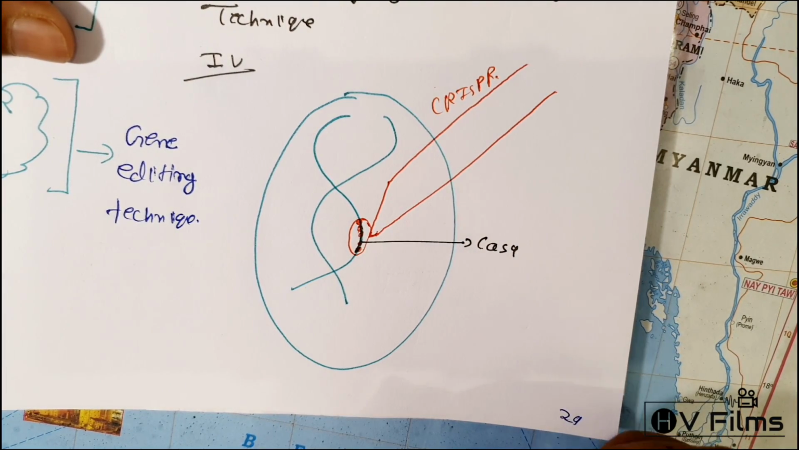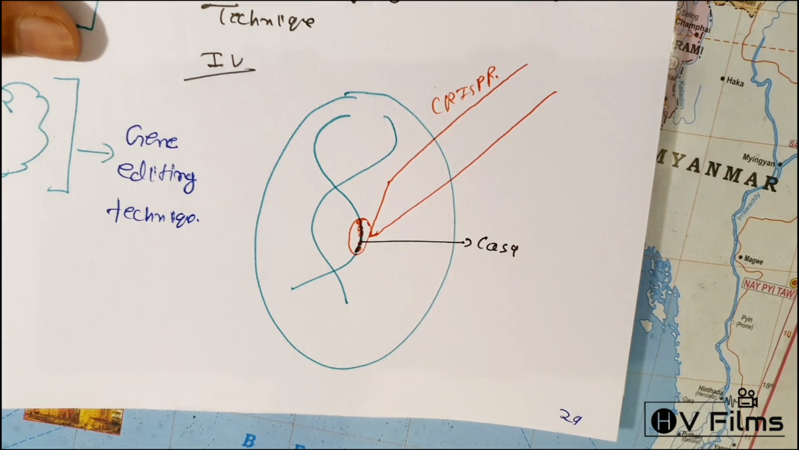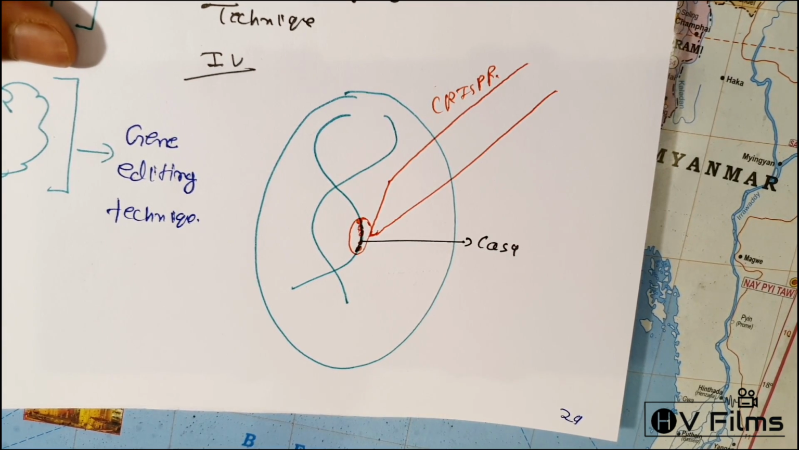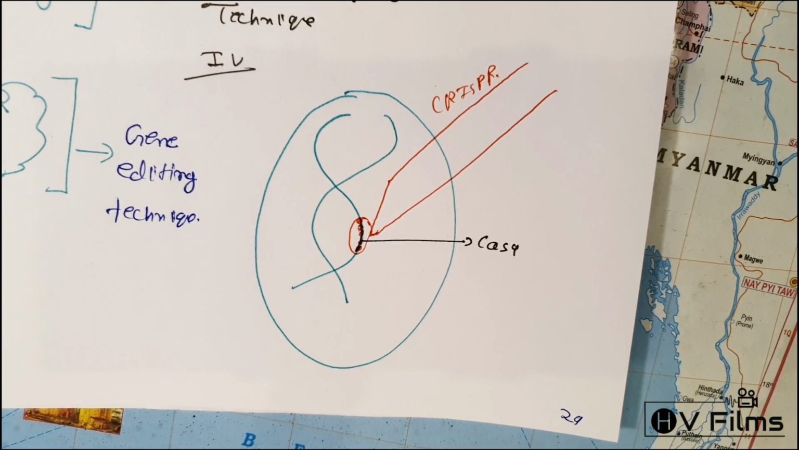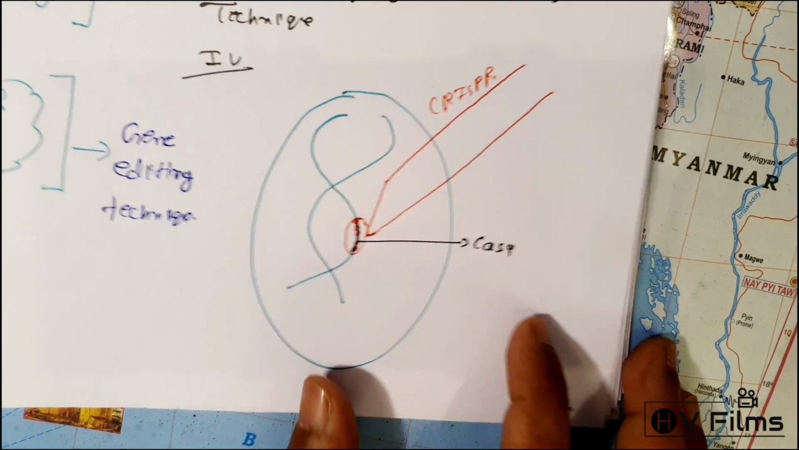CRISPR is a replica of the natural process when a virus infects a bacterium. The bacterium has evolved the CRISPR Cas9 system as an adaptive immune system. This was the main logic behind it. So this is mainly about CRISPR Cas9. Let's jump to the next one.